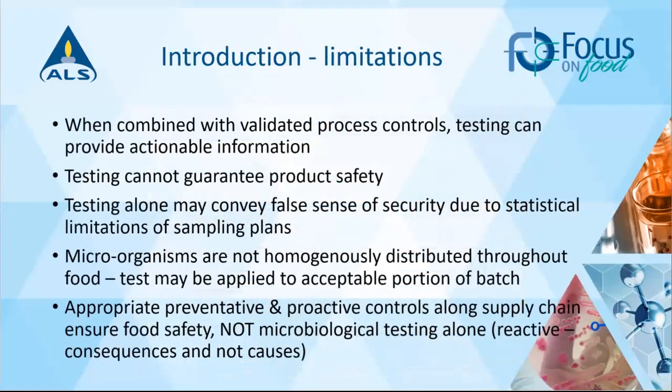So moving on to the main presentation. When you're undertaking microbiological testing of food, it's important to remember that there are many limitations to testing. On the positive side, when combined with validated process controls, testing can provide you with actionable data and information. What testing cannot do is guarantee batch safety on its own because of the nature of testing itself and the inherent statistical limitations of sampling plans, for example.